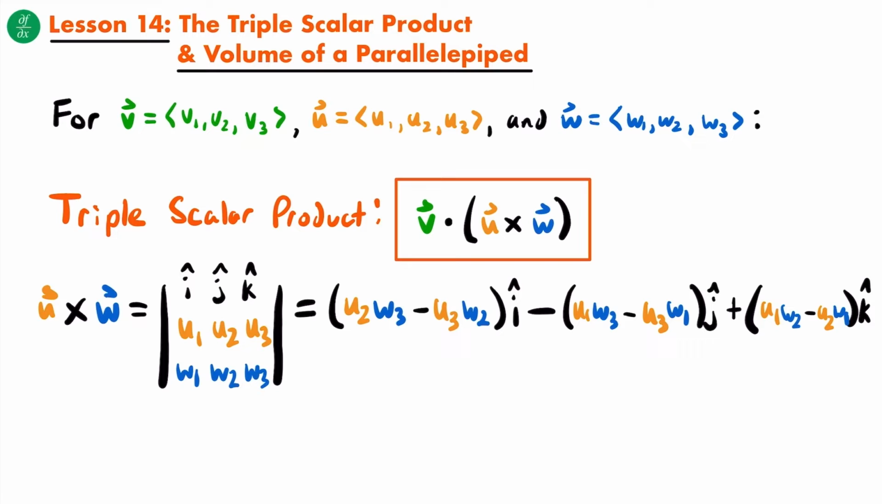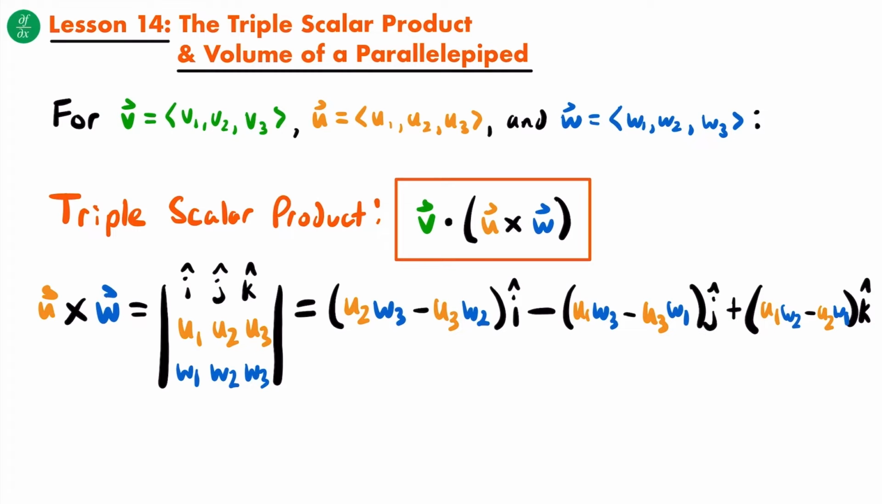So we would take the sum of the product of corresponding components. We would multiply the x components together, so we would have v1 times this component right here. Then we would add that to multiplying the y components together, so we would have v2 times this y component right here.